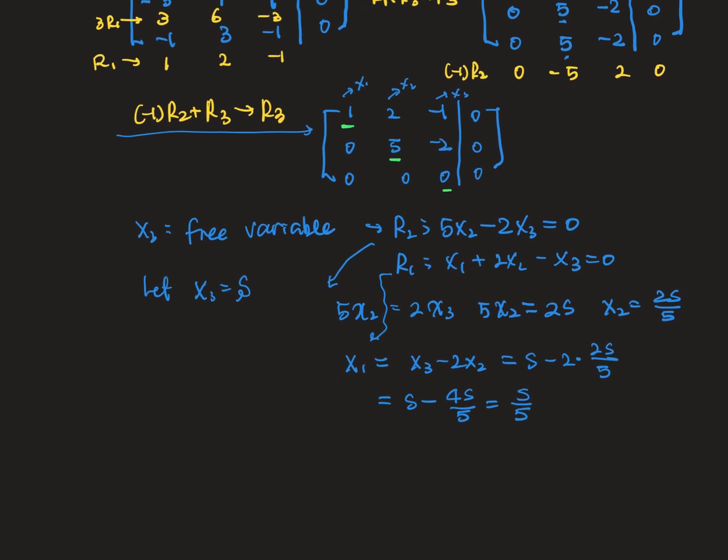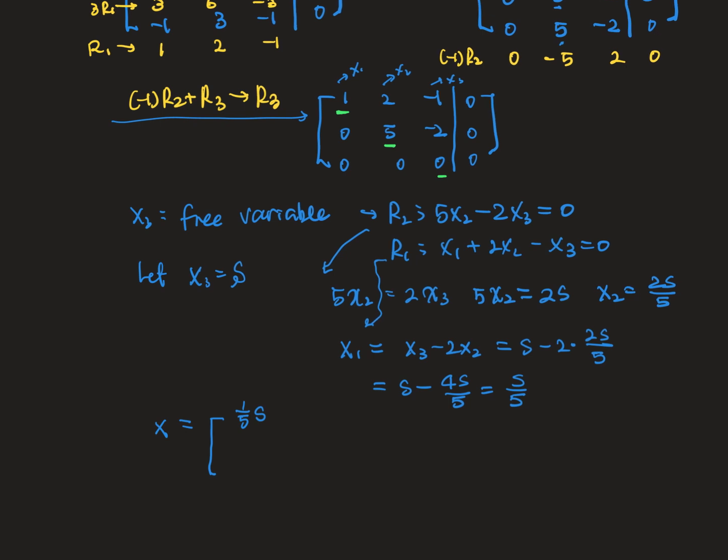Okay? So now you find the non-trivial solution of x. What is x1? 1 over 5 s. x2 is 2 over 5 s. x3 is s. Another way you can rewrite this solution, what is the common factor here? I'll factor out s. That's going to be 1 over 5, 2 over 5, and 1. That's the non-trivial solution of the homogeneous system, guys, okay?